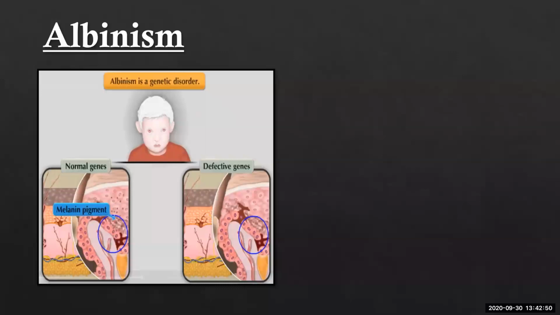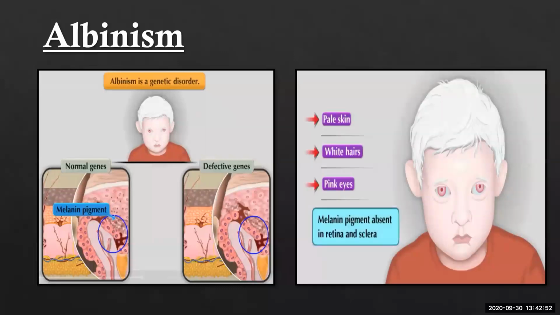You can see in this picture the boy has pale skin, white hair, and pink eyes. Melanin pigments are absent in the retina as well as in the sclera, and you can see in this picture how normal melanin pigments look, and here there is no pigment.